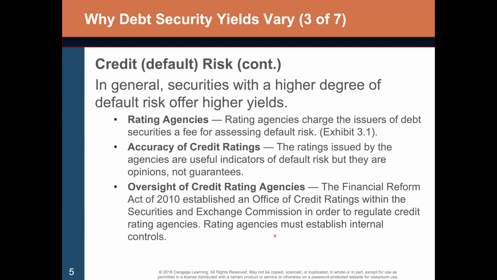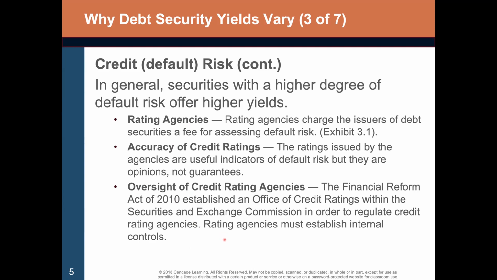Rating agencies must establish internal controls. So you can see where, if the rating agency is being paid by the issuer of the debt, so the company that is borrowing the money is paying the rating agency to assess their default risk, there's an inherent conflict of interest. The rating agency is being paid by the company they're rating. And so they may have had incentive to have the ratings higher than expected or than they should have been. And so this new oversight will hopefully establish internal controls at the rating agencies, which will help reduce potential errors in ratings.